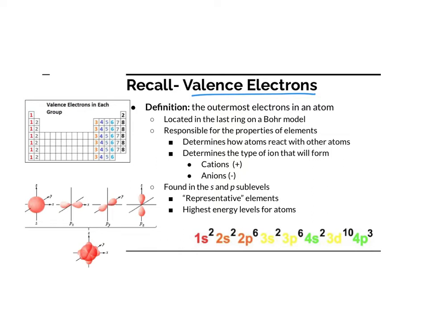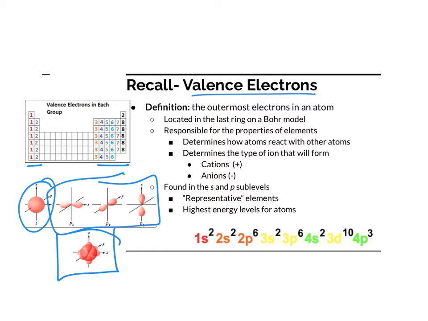These are going to determine how atoms react with other atoms, and they're also going to determine the type of ion that will form, so whether it forms a cation or an anion. These valence electrons, recall, are going to be found in the S and the P sublevels. And remember that the S block and the P block are going to be those representative elements. And what we're going to do is look for those valence electrons. They're going to be in our S orbitals and then our P orbitals. So they're going to be somewhere in here for all of your different elements. And these are going to be located in those highest energy levels for the atoms.